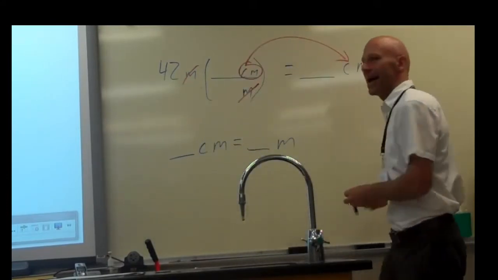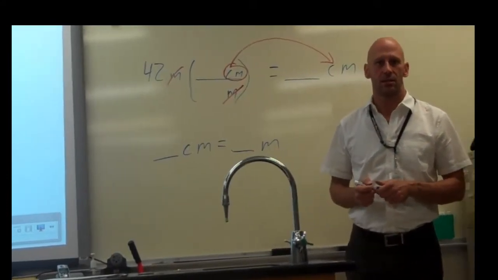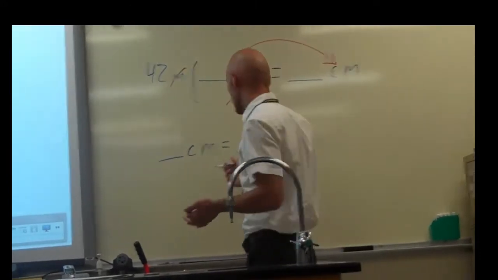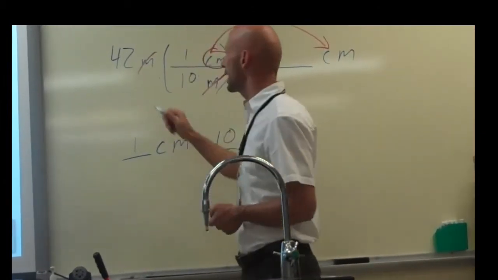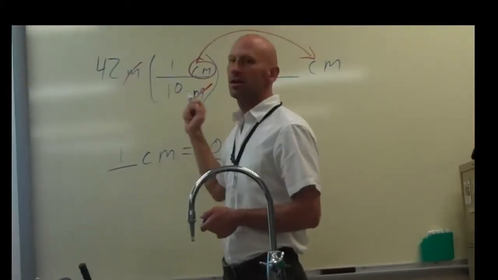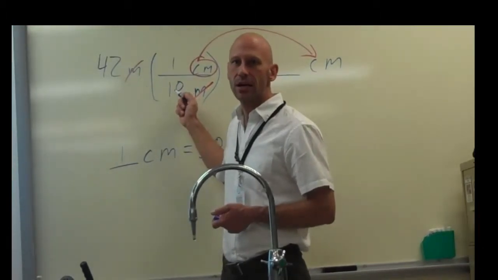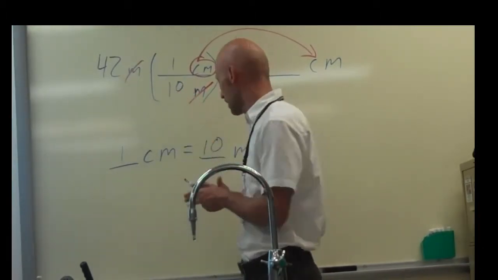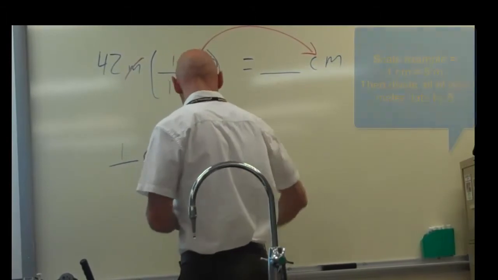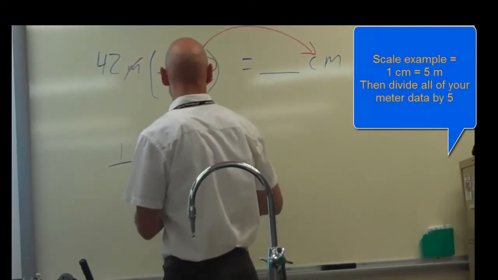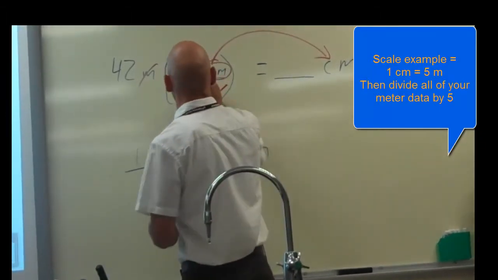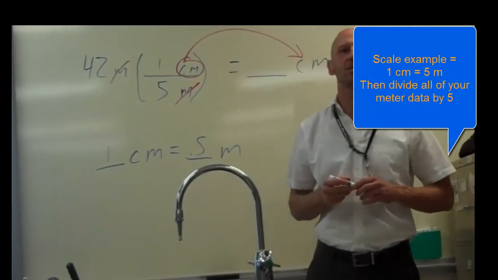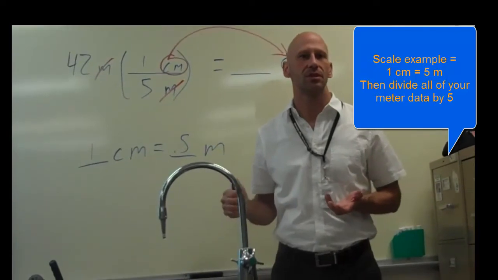So, the mathematics of this, whatever you choose as your scale, if you choose 1 centimeter equals 10 meters, then the 10 is going to go on the bottom, the 1 goes on the top. Whatever this is, you will divide by your scale, 10 meters in this case. If you decide that 1 centimeter is going to equal 5 meters, you would divide everything by 5. So this is going to be an exercise in just real simple division.